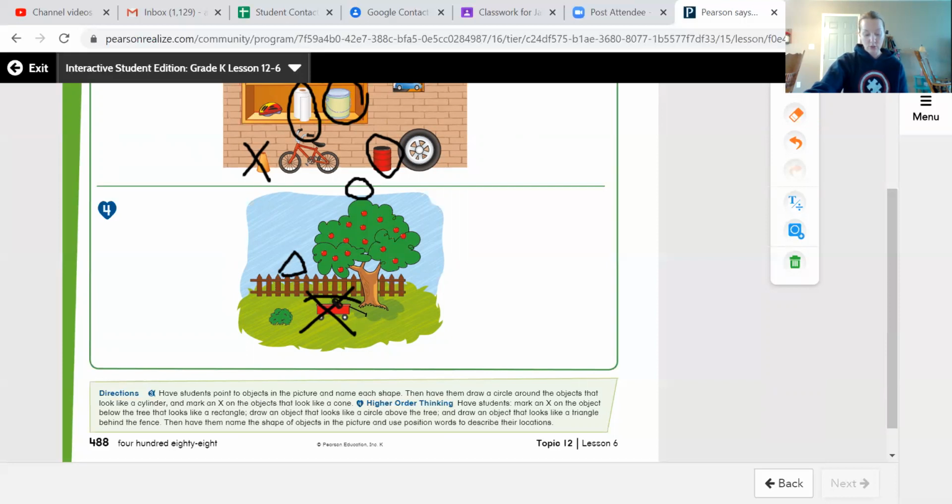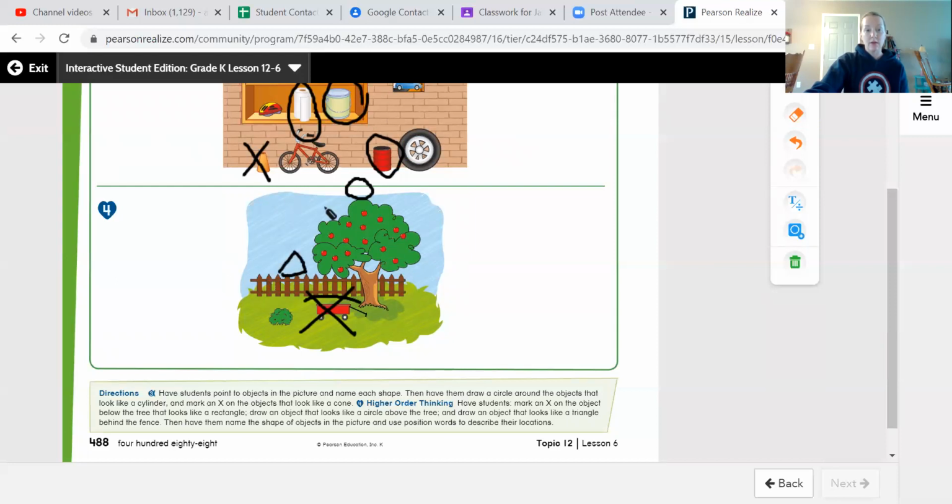And last, you need to name the shape of objects in the picture and use position words to describe their location. I will give 2 examples. Here is a bush that is shaped kind of like a sphere, and it is in front of the fence. This triangle I drew is behind the fence.